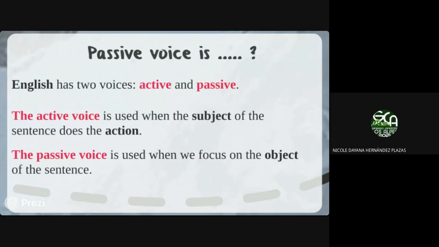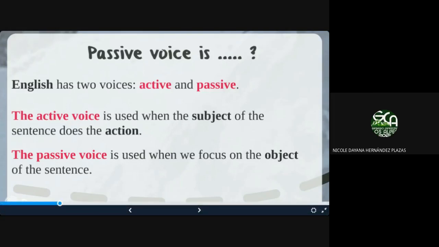Entonces, por ejemplo, si tú dices, my mom or my mother writes a letter, I am going to send that through the chat, just to let you know better. If you say this, my mother writes a letter. The subject is going to be your mother, the action is going to be writes, and the object is going to be the letter. But if you want to say exactly the same in passive voice, you are going to say a letter.